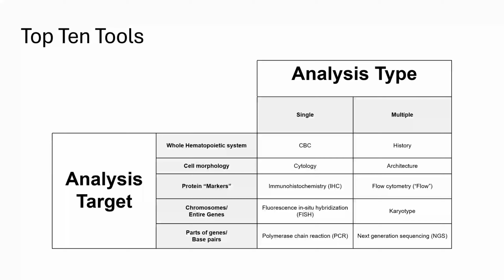Other areas in pathology, such as surgical pathology, may have other tools that they use, such as methylation of DNA. However, within hematopathology, that is not one of our major tools that we use yet.